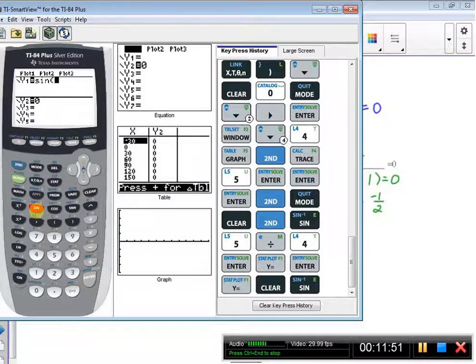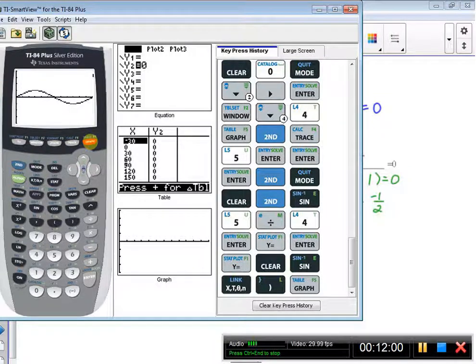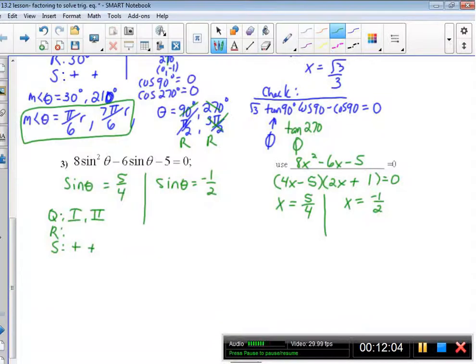If you graph the sine curve, look at the range. It goes from negative 1 to 1. Now look at my question. I'm saying where is sine theta equal to 1 and 1/4? Nowhere, because it doesn't go above 1. So this part has no solution, okay? So we just reject this whole side, and we only consider the right-hand side. Sine theta equals negative 1/2.